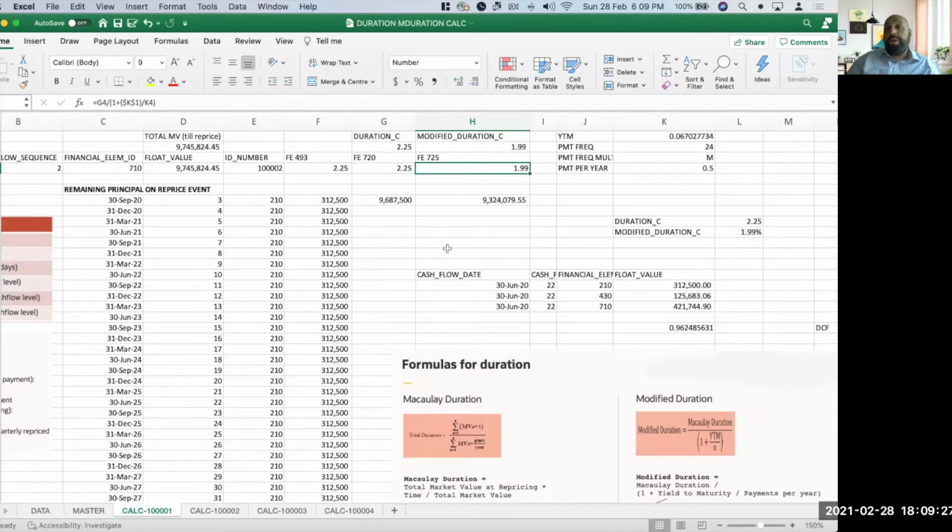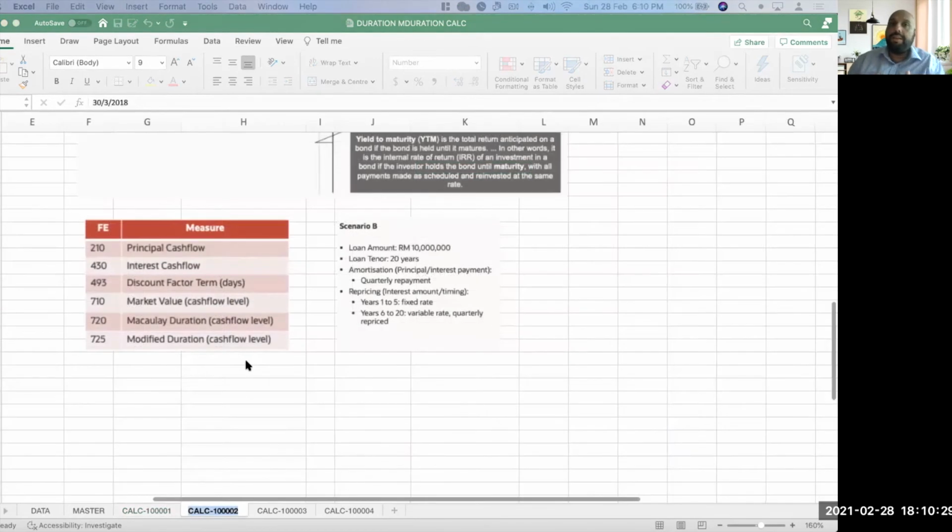You can go through this again, and hopefully things might become clearer with the Excel sheet in front of you. Now let's take a look at scenario B. Here we see that it's a 10 million ringgit loan. It's for 20 years, and the amortization or the repayment is every quarter, followed by the repricing, where the first 5 years it's fixed rate, followed by years 6 to 20 being the variable rate, based on the interest rate curve defined in the application.